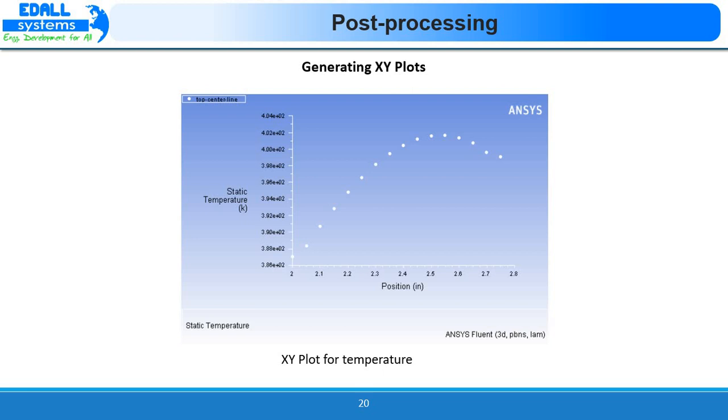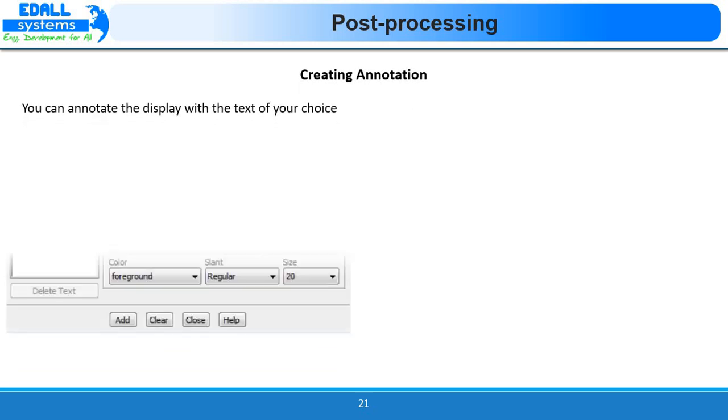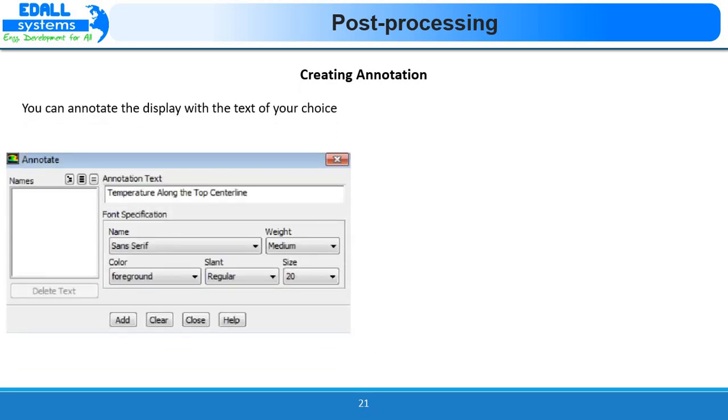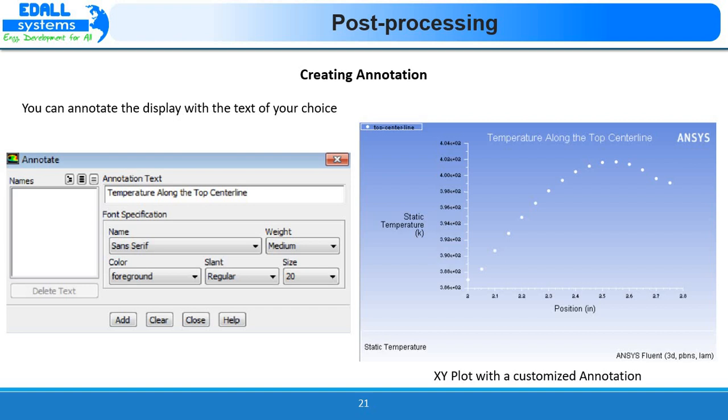So this plot is generated. Next thing is we can also create an annotation for the plot we just generated. So you can annotate the display with the text of your choice. So we can change this annotation based on our choice and we can save this file directly to our system.